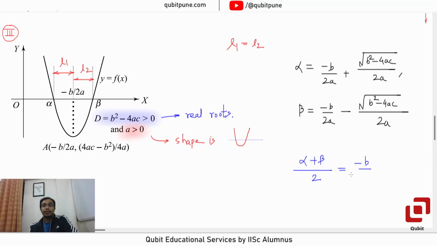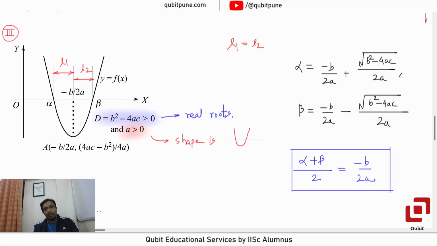Wait. Negative b by a. Wait. Alpha plus beta is negative b by a. Yeah, negative b by 2. Correct. Yes, alpha plus beta is negative b by a. Okay, so that point acts as the midpoint.